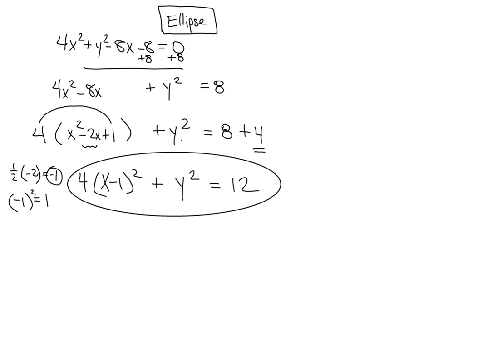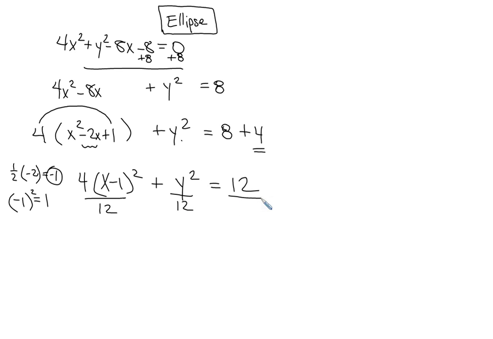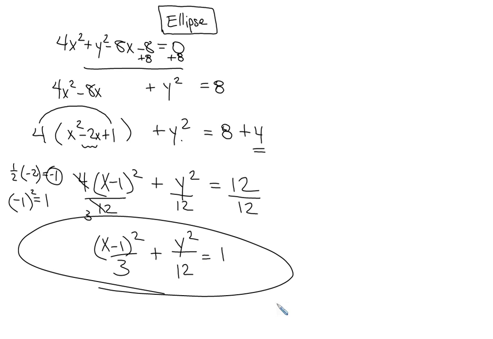So now, all I have to do to get this into the proper form is what? What do I need on the right side for an ellipse? A 1. So I have to do what then? These cancel, and I get x minus 1 squared over 3 plus y squared over 12 equals 1. Could we now graph that ellipse? Yeah, what's the center of that ellipse?